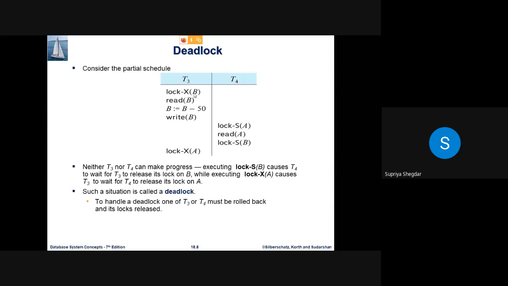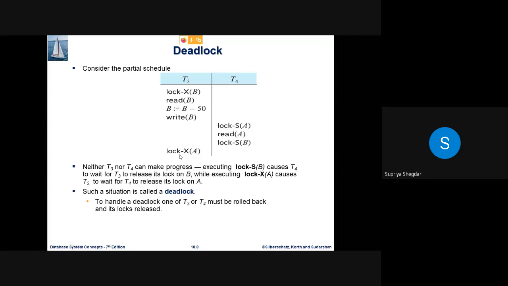First we will see the instructions of T3 and T4. The instructions of T3 are lock X on B, means exclusive mode lock on B. So transaction T3 has read the value of B, then B minus 50, and then written the value of B. Okay, after this the system will switch to transaction T4. Transaction T4 here acquires the shared mode lock on the data item A, then reads the value of A. Then lock S, means shared mode lock on B. And after that it will again switch to transaction T3 and it will request the exclusive mode lock on the data item A.